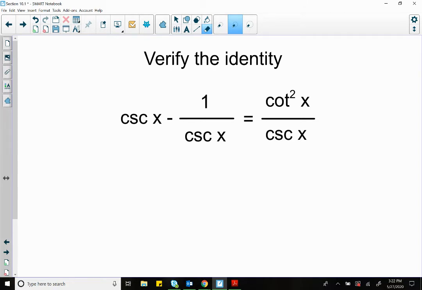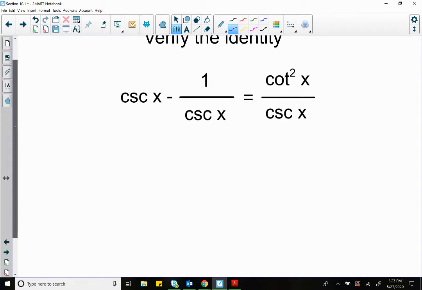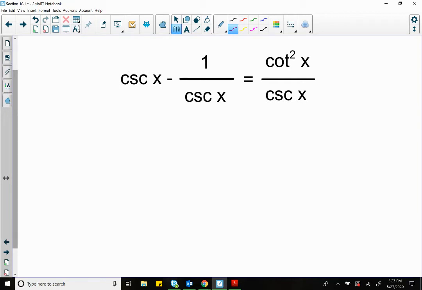Okay. So things you can do. Try turning this into sines and cosines. Maybe that'll help. Or maybe it would help if you turn this, these are two fractions, let's put them together. Okay. Maybe that will help. So let's put them together as fractions. Because remember, this guy is over the number 1. So the common denominator between these two is going to be cosecant.